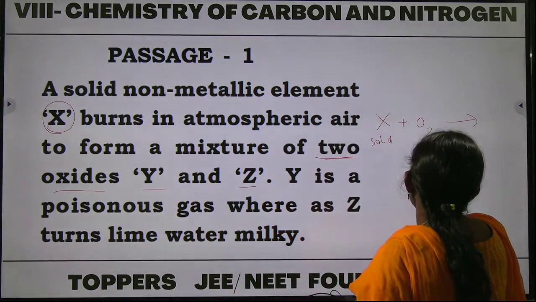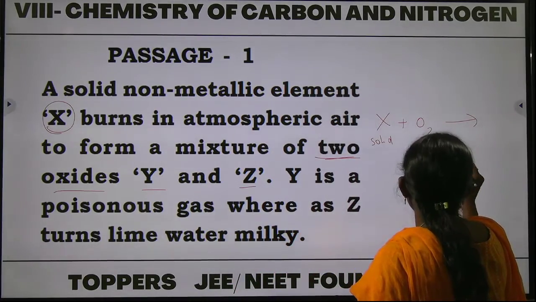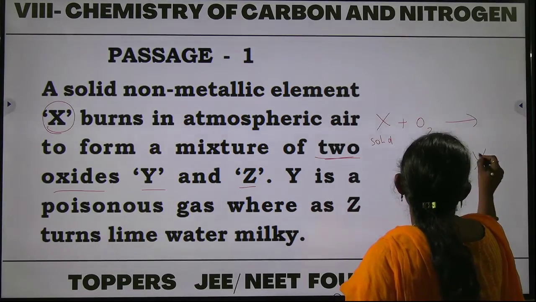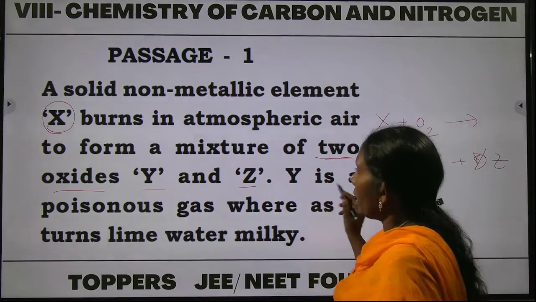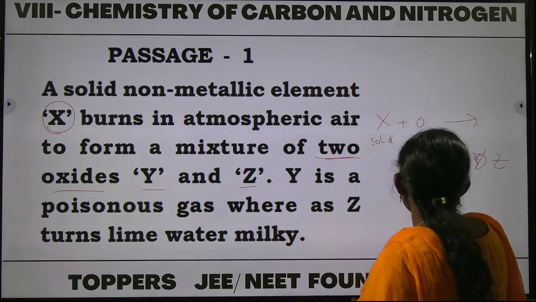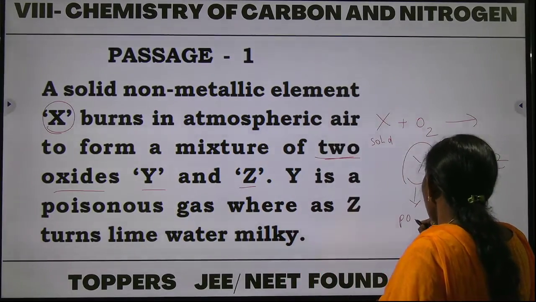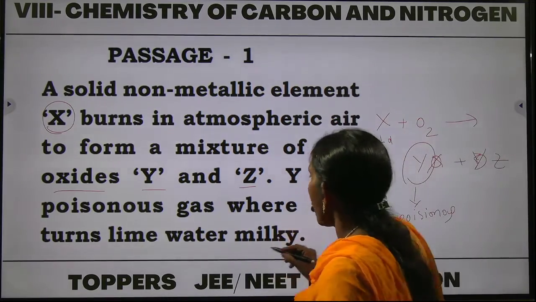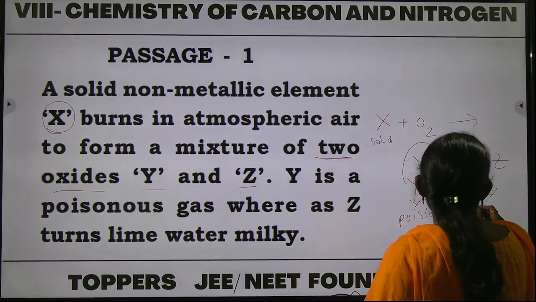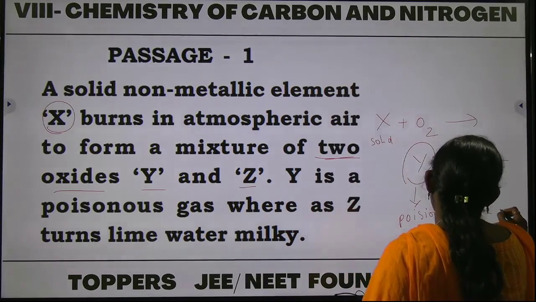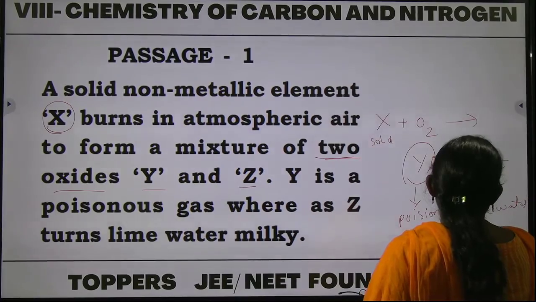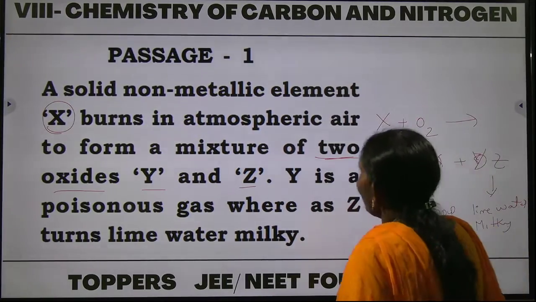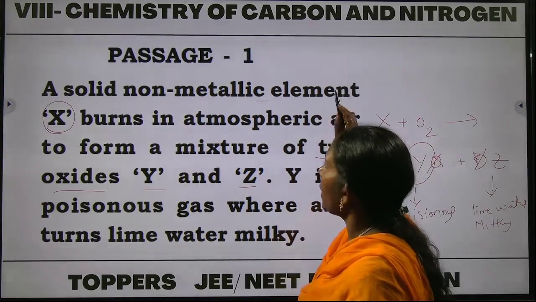Suppose they are forming two oxides. We don't know what those are yet. So those are Y and Z. Y is a poisonous gas. And Z turns lime water milky. So here, by these properties, we can conclude what that solid non-metallic element is.